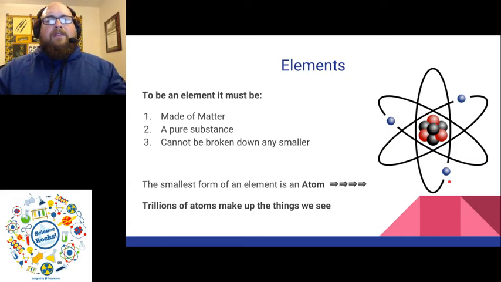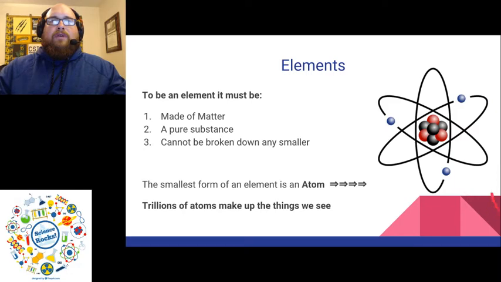Okay, so now that we have a slight understanding of these terms of matter, mass, weight, and volume, let's get talking about elements. Elements have three characteristics that make them elements. First off, they must be made of matter. Second, they must be a pure substance. Third, they cannot be broken down any smaller.